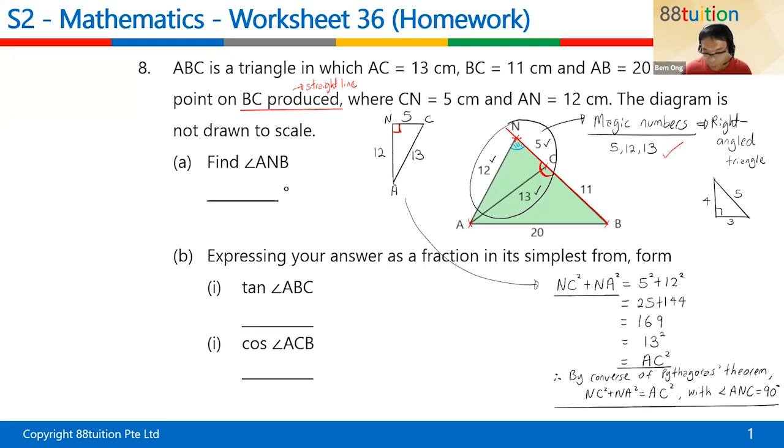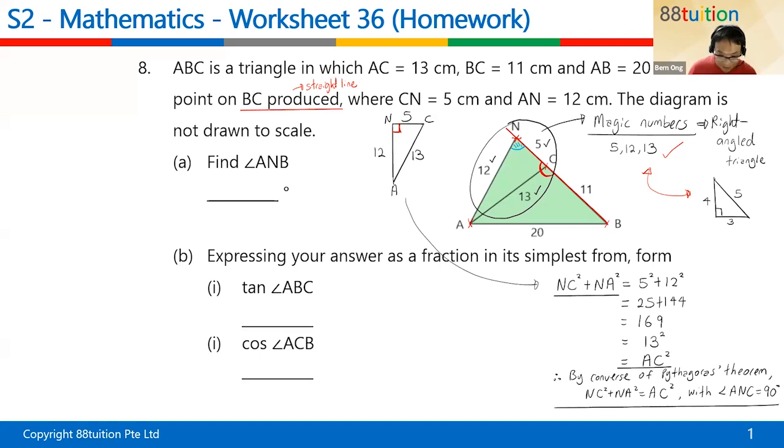So the more common numbers are 3, 4, 5 and 5, 12, 13. These are the two main common sets of numbers, all right? I can only think of these two right now. Later, if I think of another set of numbers, I'll let you know again. But these two are very, very popular numbers. So once you can get this as a right angle triangle, then you can go and do your next step.